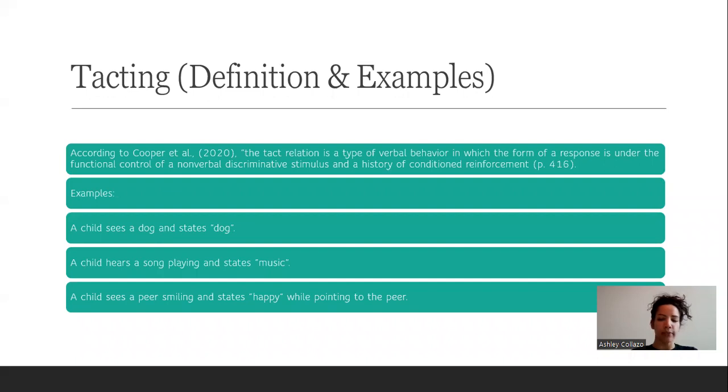So one example is if a child sees a dog, let's say he's walking outside, he'll say dog. Or if a child hears a song playing, he'll say music. Or if he sees another peer smiling and he points to the peer and says happy while he's pointing to the peer, those are all different examples of tacting.